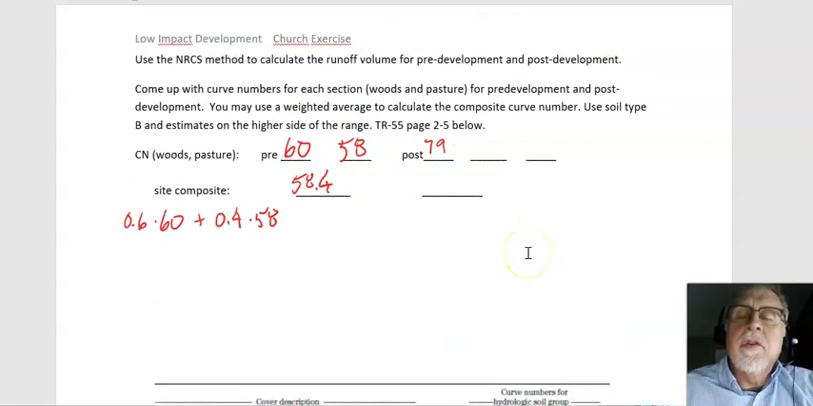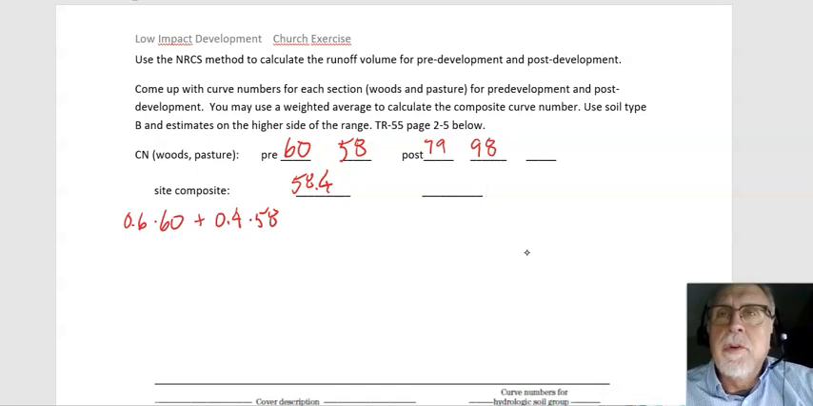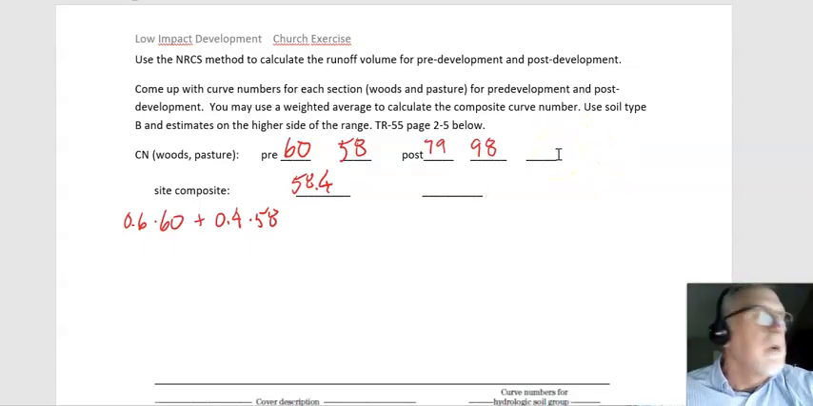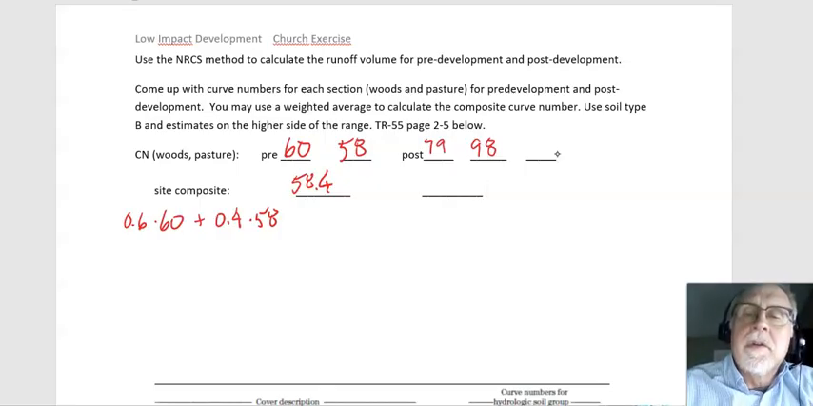And if I do certain things, you can get credits for doing certain practices, certain best management practices. You can get credits on your curve number, or maybe on your impermeable area that you use to calculate that. So check into that.